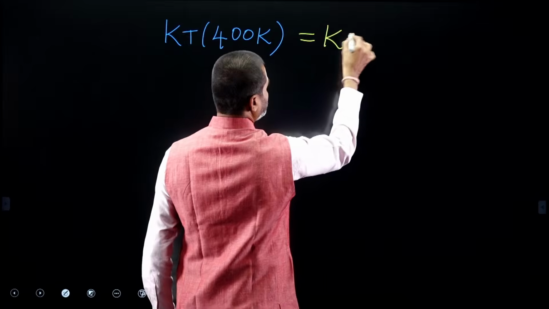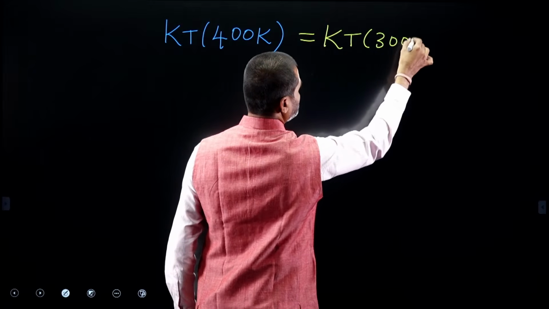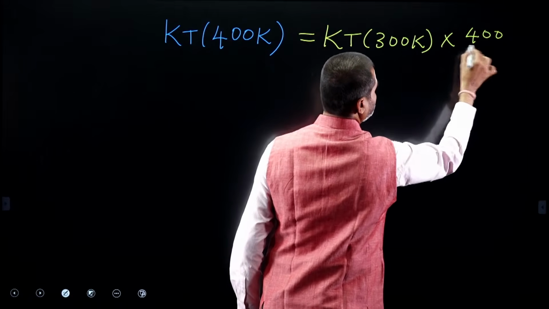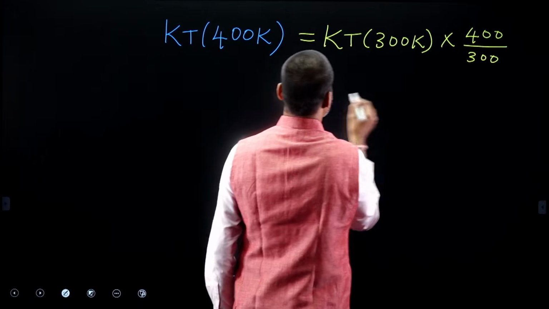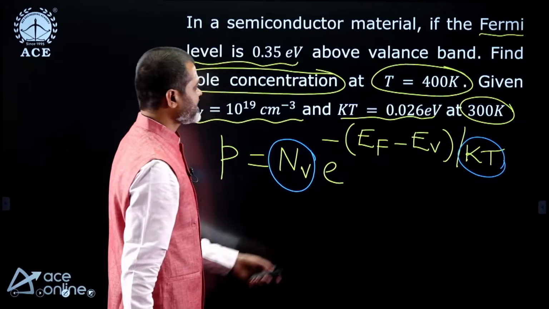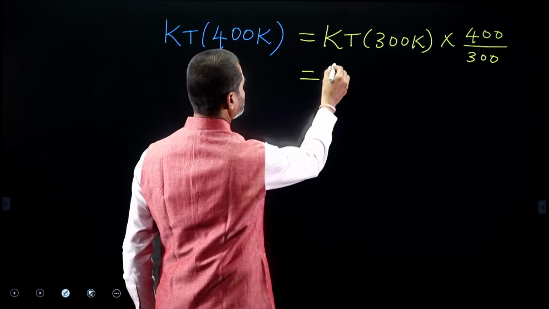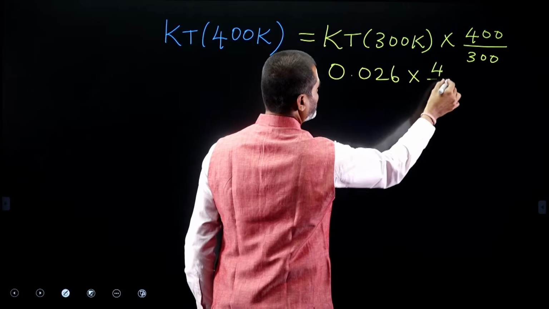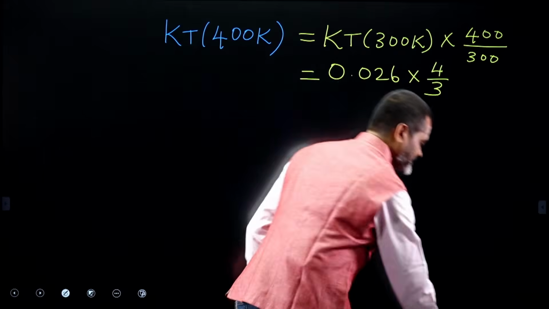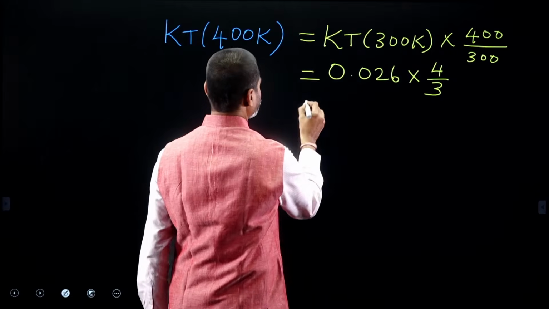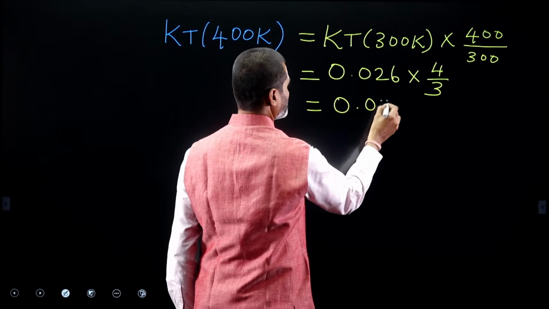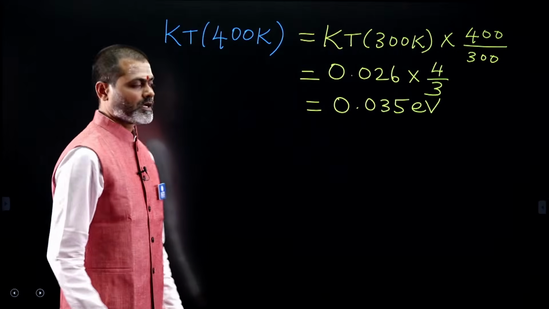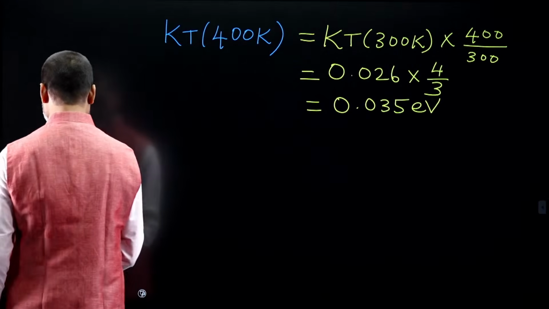It is kT at 300 Kelvin, into 400 divided by 300. Now kT at 300 Kelvin value is given: 0.026 electron volts into 4 by 3. So you just calculate this, this will give you 0.035 electron volts.